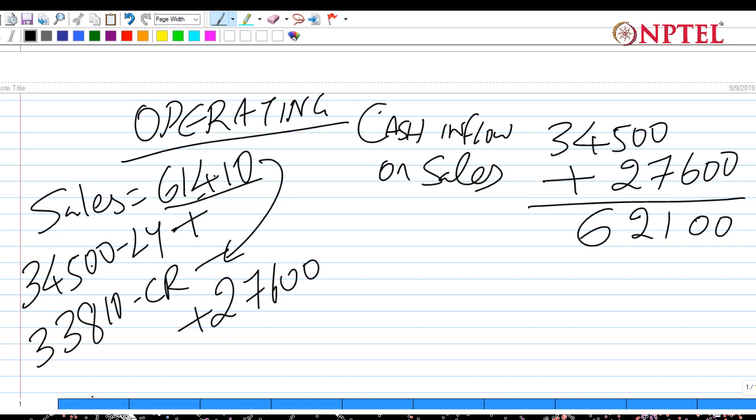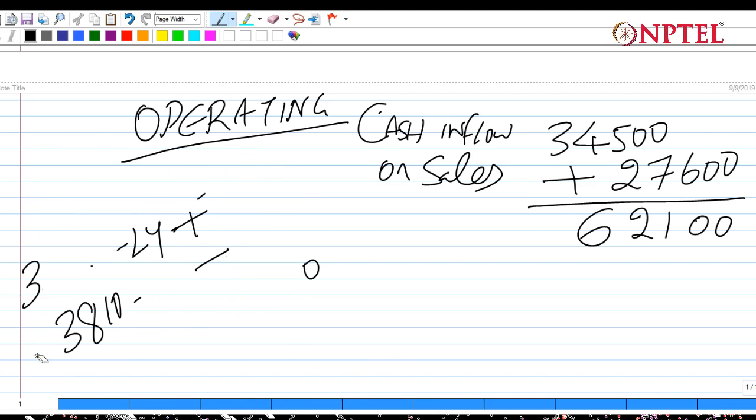Then on this, what happens? Last year's money which I have received is indicated. That is what gets you 62,400, which is basically your cash receipts. Now, the operating part of it. The next aspect here is, what is the cash outflow because of operations?